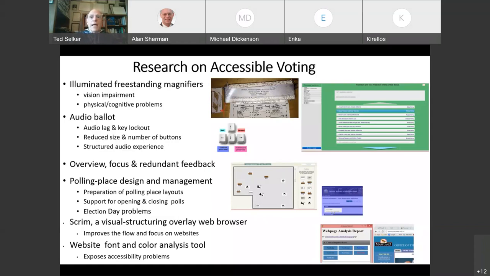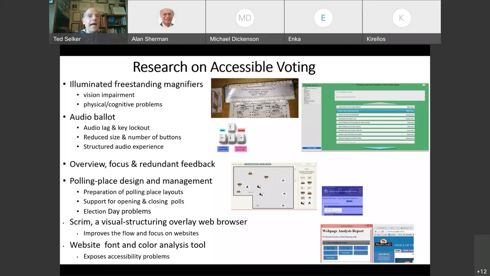So that's why I was really excited about this device. This represents that audio thing I was talking about, improving blind people's ability to vote. This represents a magnifying glass. So the idea of having an illuminated magnifying glass for people with sight problems is really interesting.